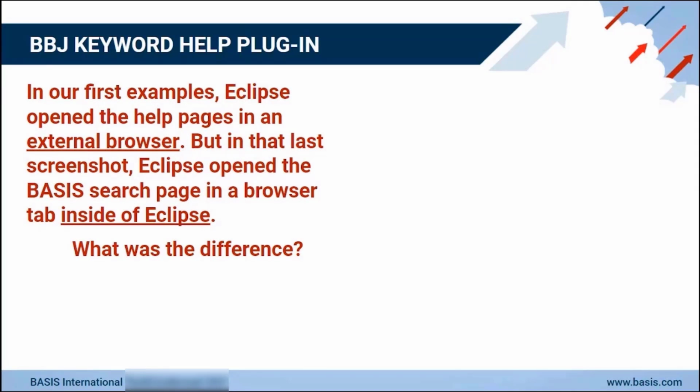Now, you may have noticed in our demos that in our first example, Eclipse opened the help pages in an external browser. But in that last screenshot, Eclipse opened the Basis search page in a browser tab that was actually inside of Eclipse. You'll notice it showed up as just another tab in the editor area of the Eclipse IDE. So what was the difference? Well, it was an artificial difference, but let's look at it in detail.